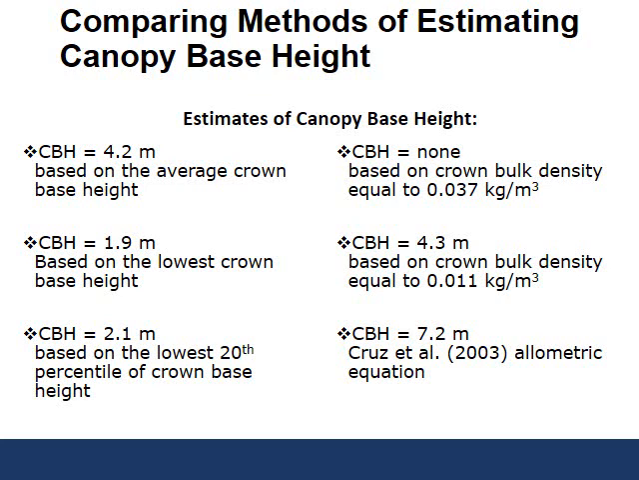Here are the 6 estimates we used for canopy base height. As you can see, these estimates ranged from NA using the Sandow and Wick 1972 method, to 7.2 meters from the allometric equations, and the lowest estimate of 1.9 using the lowest crown base height. Let's look and see what effects these different estimates of canopy base height will have on predicted fire behavior.